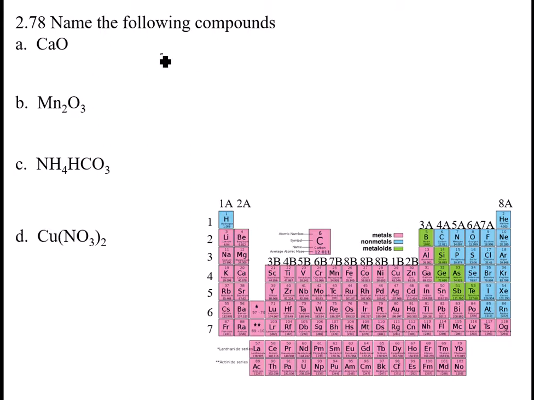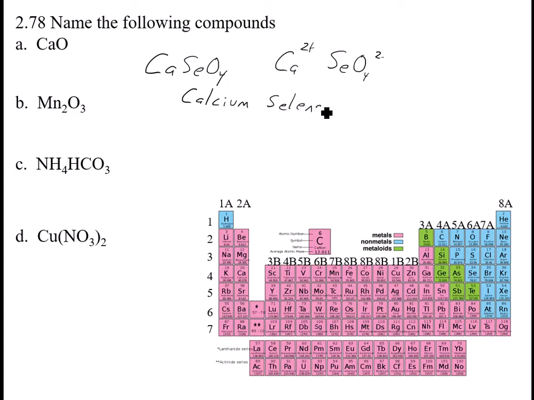I think the one that we did at that time was CaSeO4, where I had given you calcium 2+ and SeO4 2-. Basically, the 2+ and 2- cancel each other, and so there's nothing there. For this one, it doesn't matter because calcium is a main group, so the name of this one is just calcium selenate. But it could matter when I'm dealing with a transition metal.